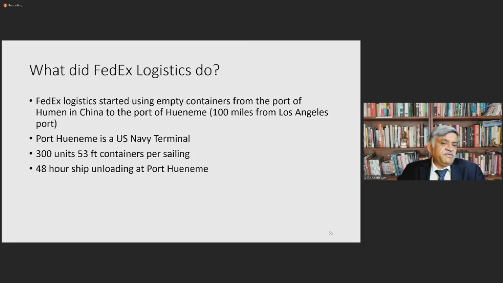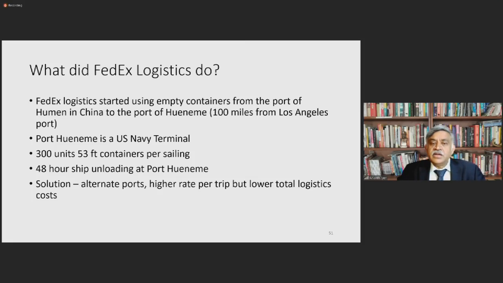This port was fairly empty. In 48 hours, you could turn around. So what did they just do? Their solution was to offer up all these empty containers as capacity to move things. What's the issue? The ships would be smaller, so there'd be a greater transport cost per unit. The containers would arrive at the wrong place, this is not the standard place, but you could turn around fairly quickly. So an alternate port, higher rate per trip, but lower total logistics costs.